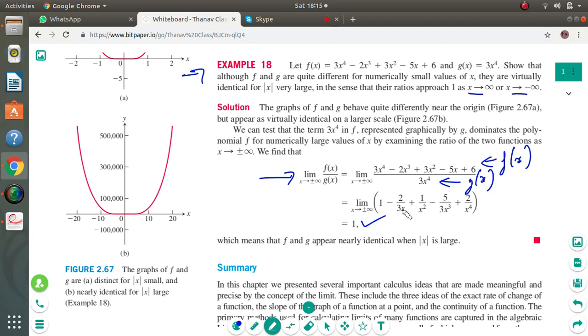So for this graph, there's a given graph here, this is a very steep line. Very steep line here from here to here like this.